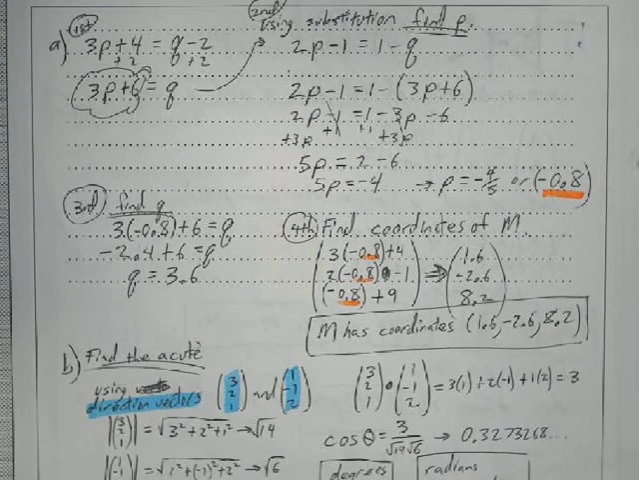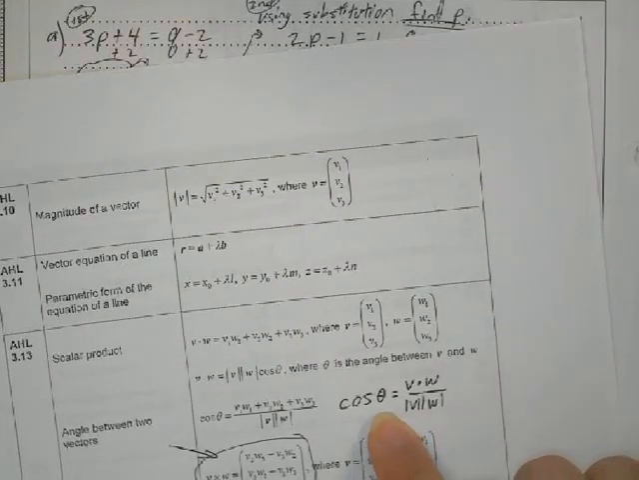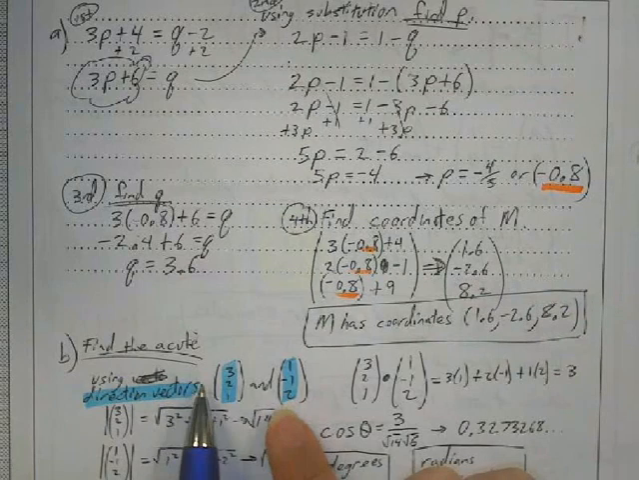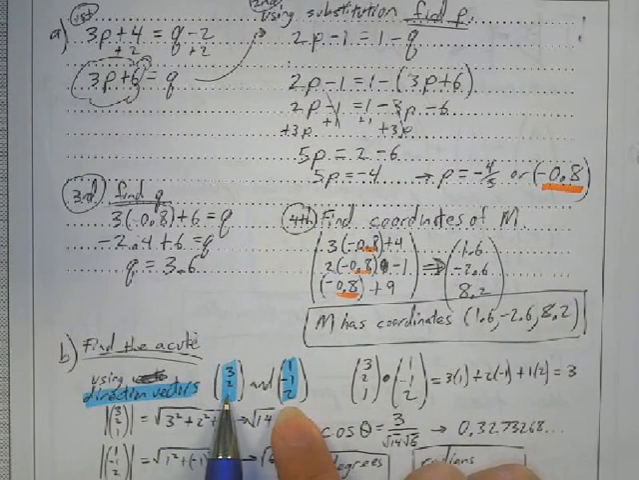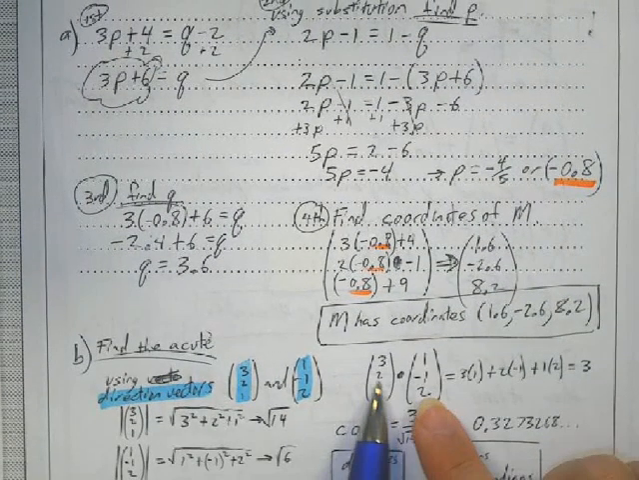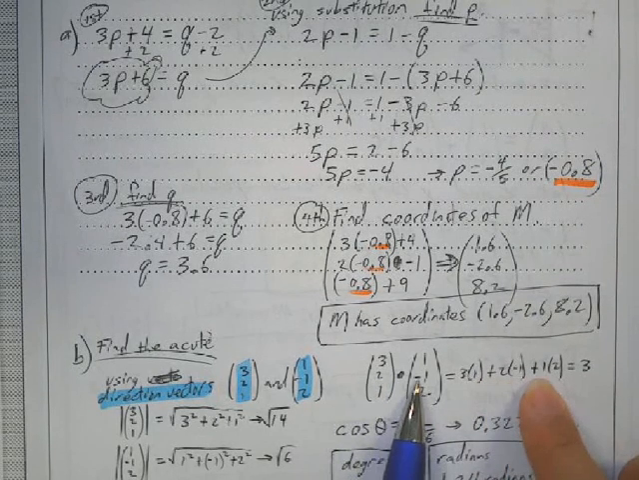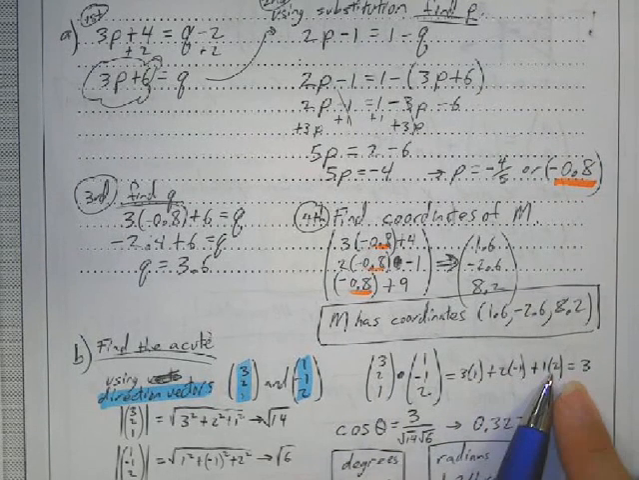B says find the acute angle between the two lines. So once again, we're going to use this equation from our formula packet. To find the angle, I have to do the dot product of the two vectors divided by the magnitude of the two vectors. So I'm going to be using the direction vectors, which are these blue ones here. The dot product of these vectors is 3 times 1 plus 2 times -1 plus 1 times 2. So that's my dot product.